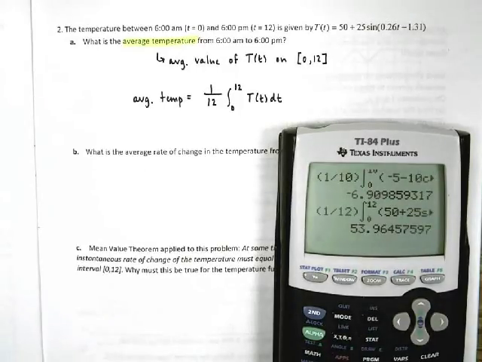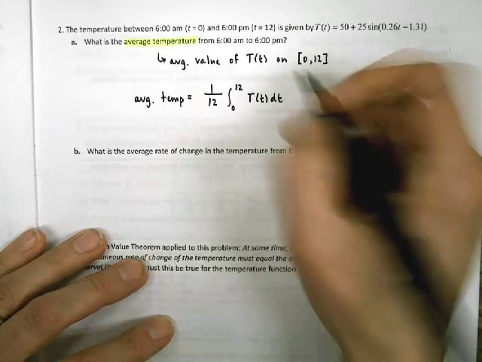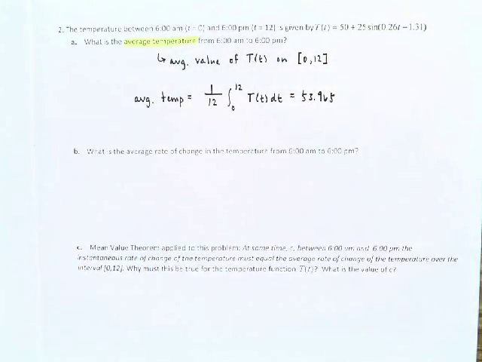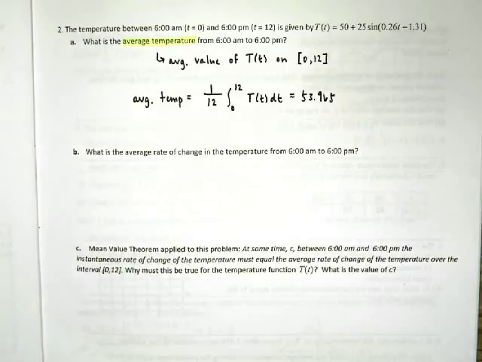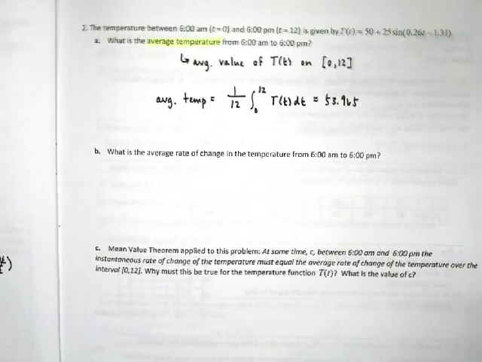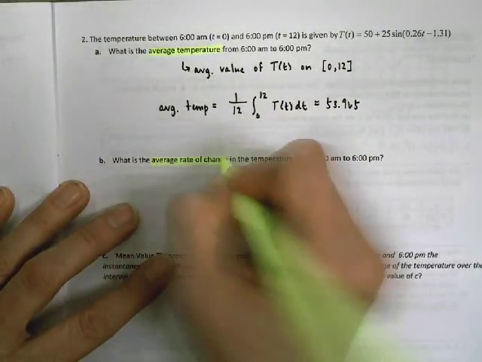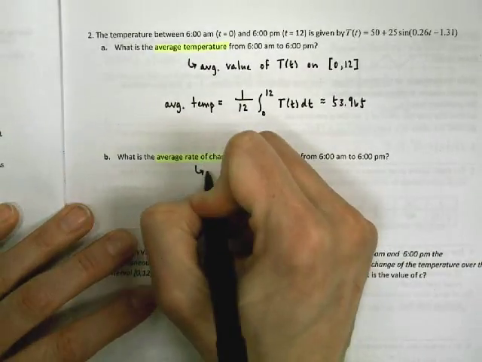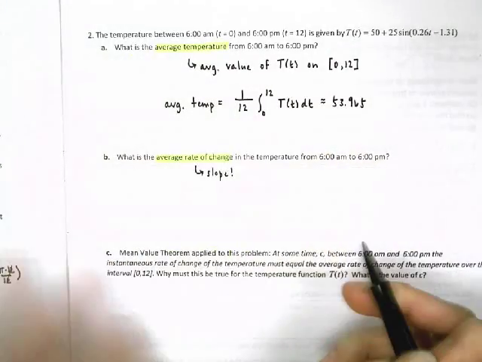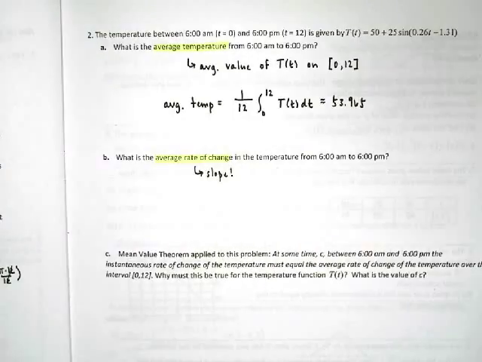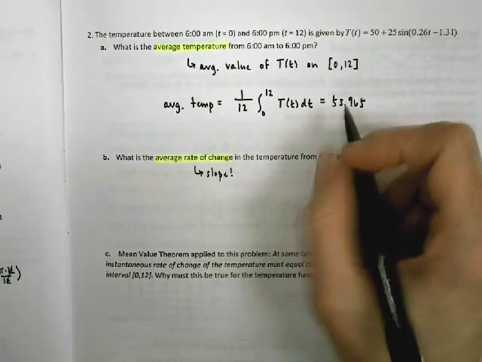So we get 53.965. And let's see, it doesn't give us units there, so we don't have to worry about that. So that's the average temperature. Now, I want us to be really careful when we see part B. Now they're asking us for the average rate of change in the temperature. When we see average rate of change, we should be thinking of slope. So notice, average temperature is very different from the average rate of change of the temperature. Okay, so now I want the slope.